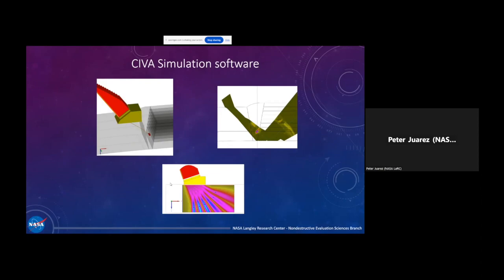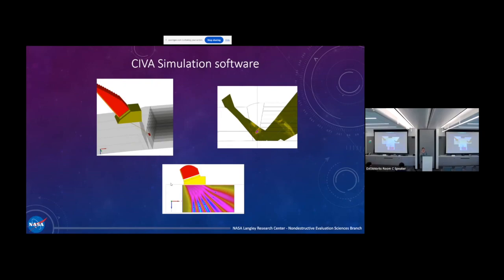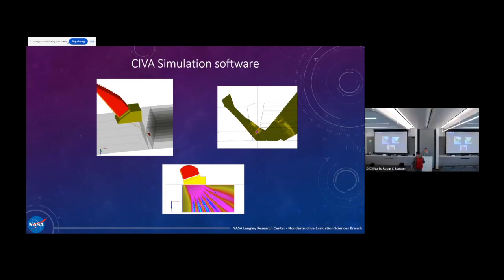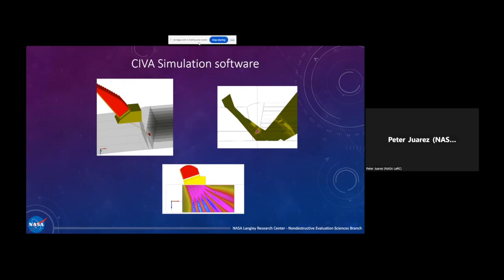Sorry, Peter, we can see the Zoom chat or the Zoom participants in front of the slides. Really? Yes. That is not on my screen. I think that might be on your screen. I'm sorry, my bad. No worries.